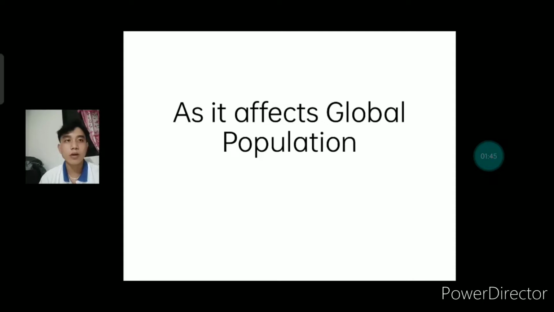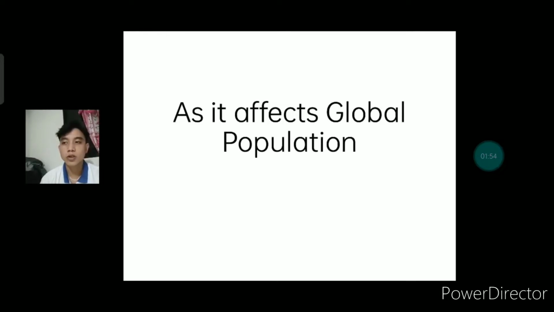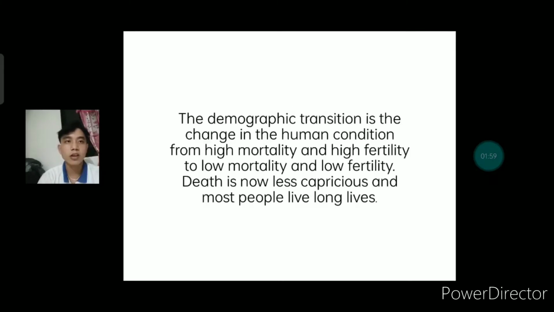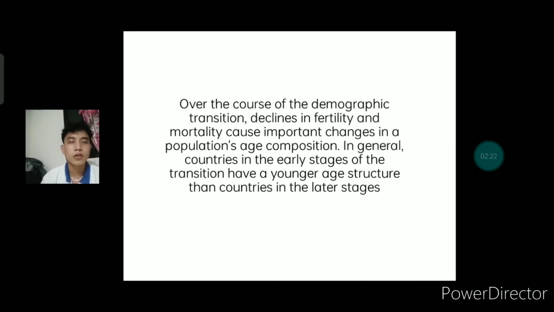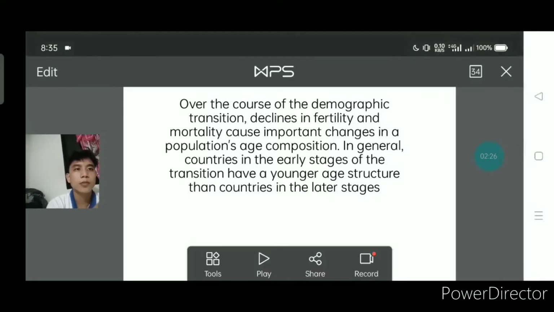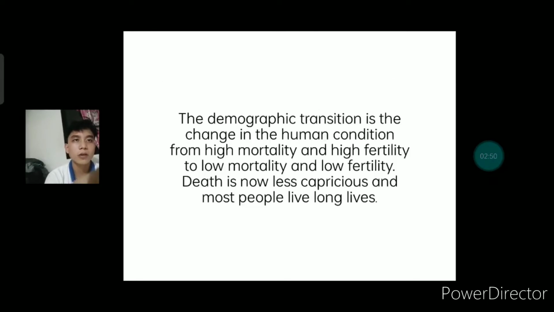So as it affects global population, because, as I said earlier, the demographic transition is the change in human condition, for example, from high mortality and high fertility to low mortality and low fertility. So how does demographic transition affect the global population? Over the course of the demographic transition, the decline in fertility and mortality causes important changes in a population's age composition. So in general, countries in the early stages of the transition have a younger age structure than countries in the later stages.